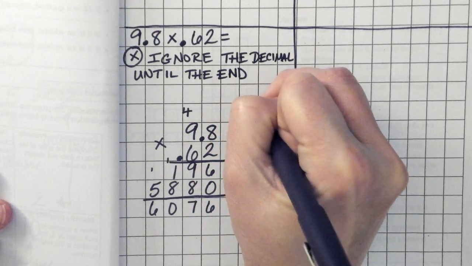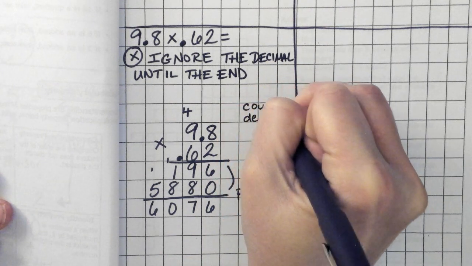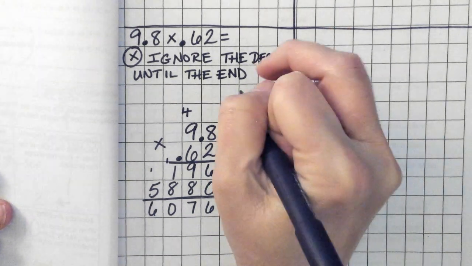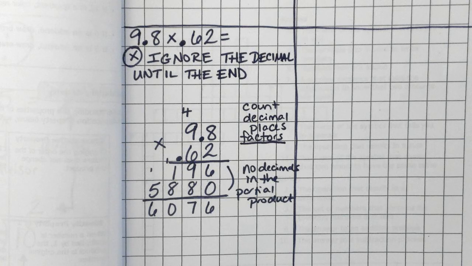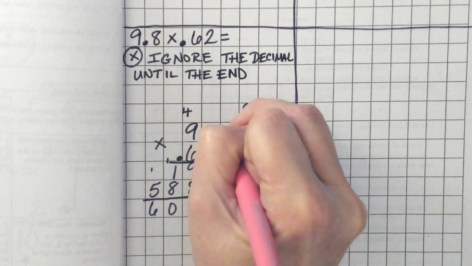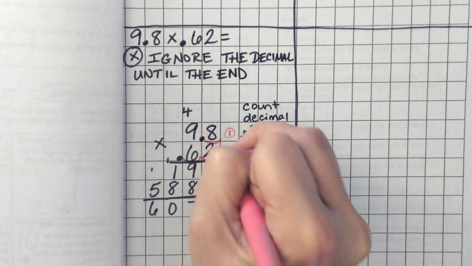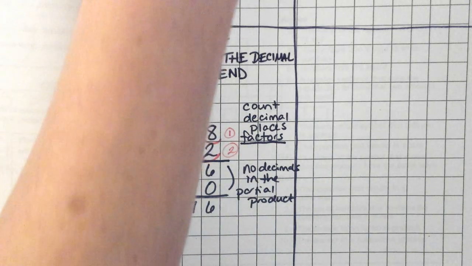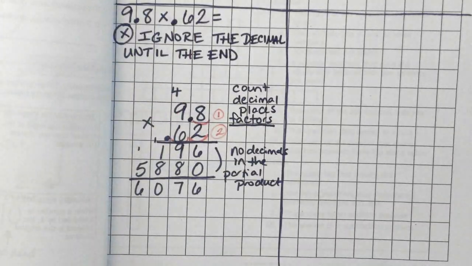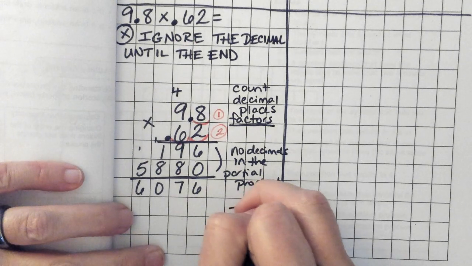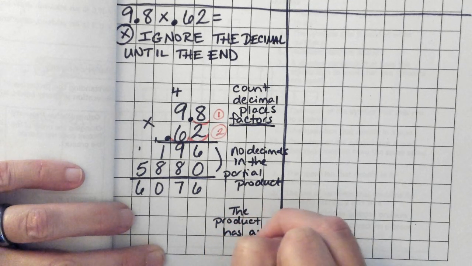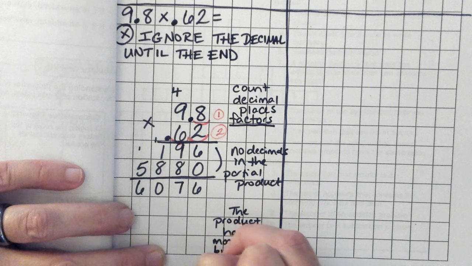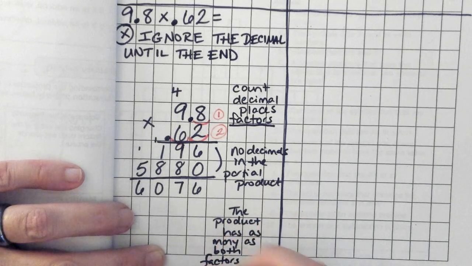So you are going to count decimal places for the factors. All right, count the decimal places in the factors. This one has 1 decimal place. This one has 2. And then the product has as many as both factors combined.